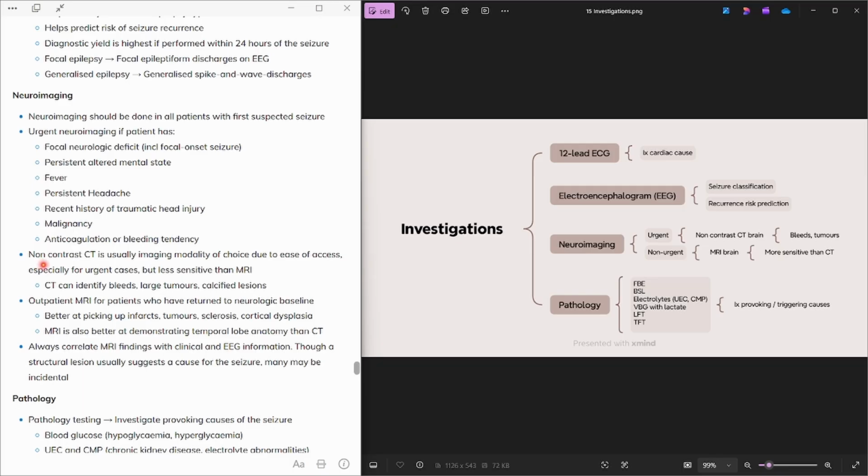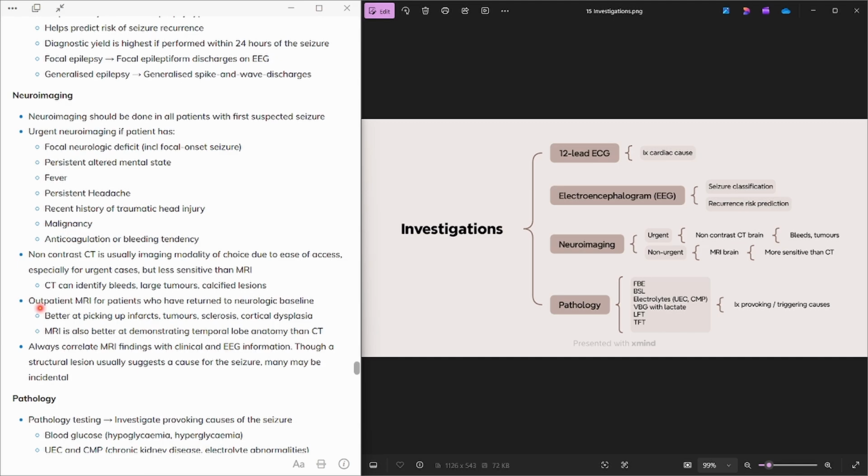If urgent neuroimaging is indicated, then a non-contrast CT is usually the imaging modality of choice due to ease of access, but a CT is less sensitive than an MRI. CT can identify bleeds and large tumors or calcified lesions, but smaller and more niche lesions may not be picked up on a CT.